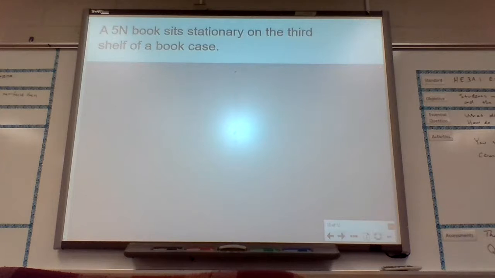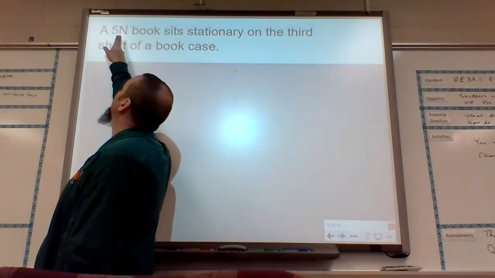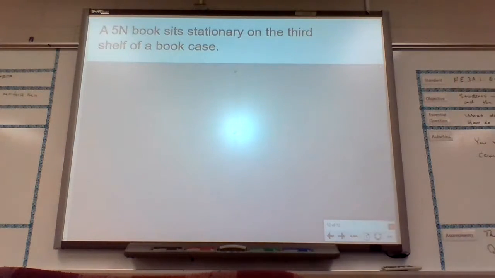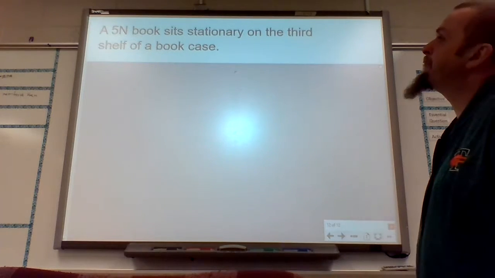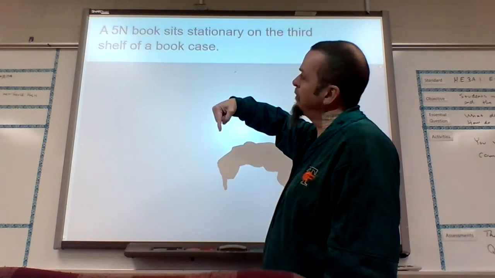So this one, a 5 Newton book sits stationary on the third shelf of a bookcase. We're going to do the free body diagram for the book. 5 newtons, again, that would be the weight of the book. Newton is the metric force unit. It's how we would use pounds in the United States. So a 5 Newton book is like saying it's a 1.2 pound book. It's talking about the weight. That's the gravity part. So we know we have a downward force of 5 newtons.